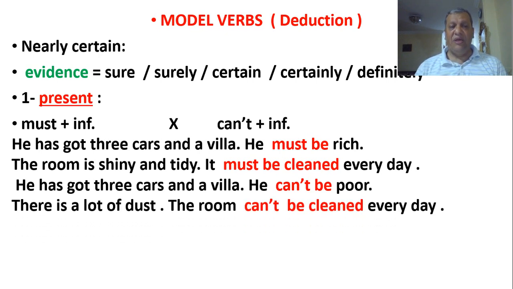Another sentence. There is a lot of dust. You enter the room and you see a lot of dust on the floor, for example. What does it mean? Did someone clean it? No, of course. No one cleaned it, so you can say the room can't be cleaned. Can't be. Instead of must be, you say can't be. Also, can't be plus PP, it's passive in the present.